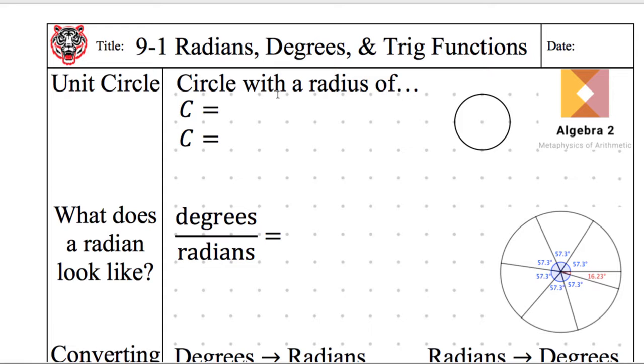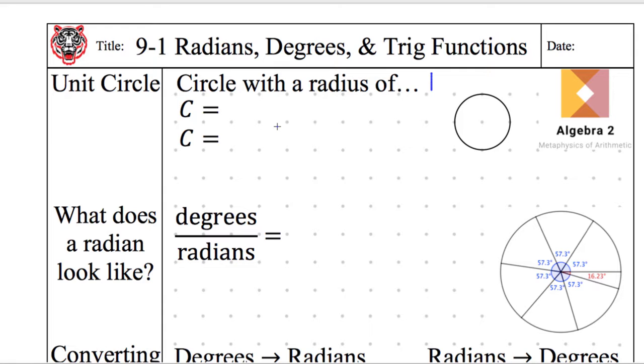Pi? Unit circle. 1? 1, yes. So it's a circle with a radius of 1. Cool. So that is a unit circle. I'm going to be talking about the unit circle a lot in the next 2 weeks, so know that whenever I say unit circle, I'm really just talking about a generalized circle that has a radius of 1.